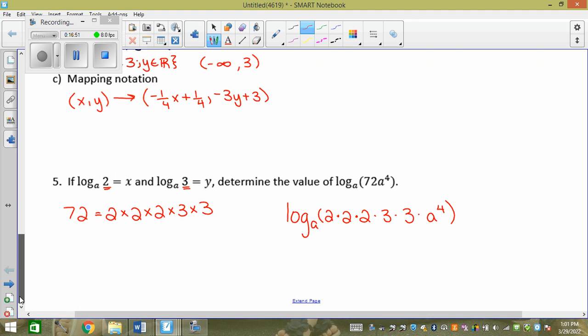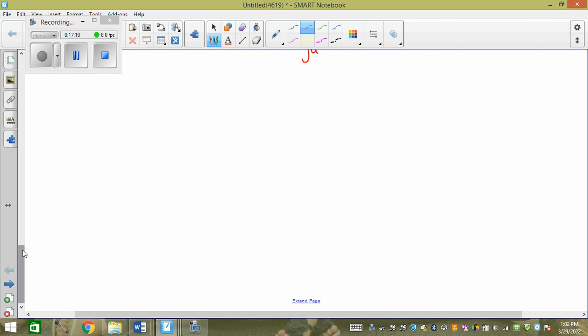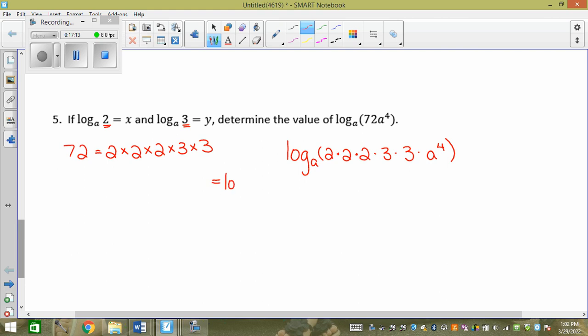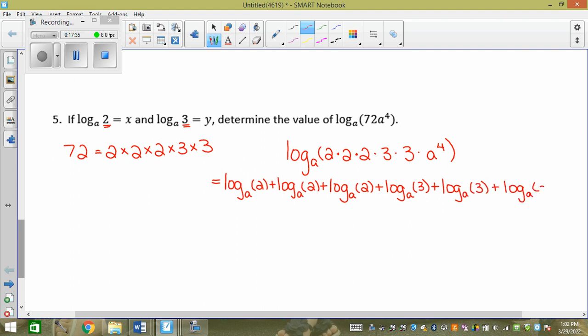And how can we take them apart? Remember I told you if you put these little dots, sometimes they give you a little reminder: why am I putting the dots? Oh, right, I can separate them by addition. Because I have nothing in my denominator, which they could do. They could have given me the A to the 4 in the denominator. I would just have to go minus log base A of A to the 4, right? So we're going to separate these all out. We get log base A of 2 plus log base A of 2 plus log base A of 2 plus log base A of 3 plus log base A of 3 plus log base A of A to the 4, sorry.